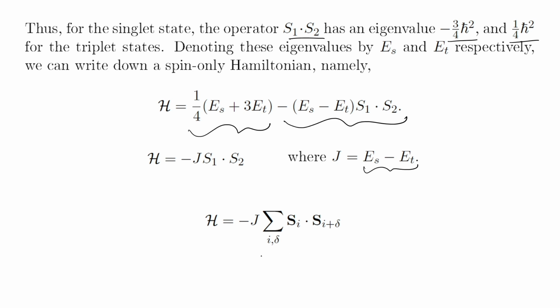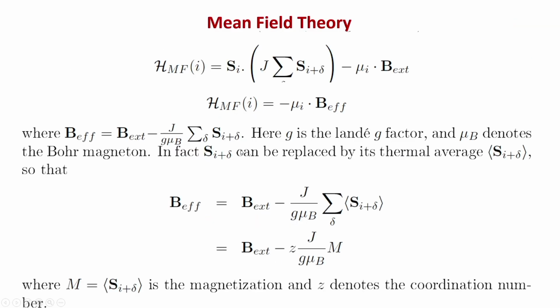So, for a chain comprising n spins and interacting via nearest neighbor interaction, we can write this Hamiltonian as minus J Si dot Si plus delta, which is similar looking to S1 dot S2, but now generalized to n spins. How can we do a mean field theory?